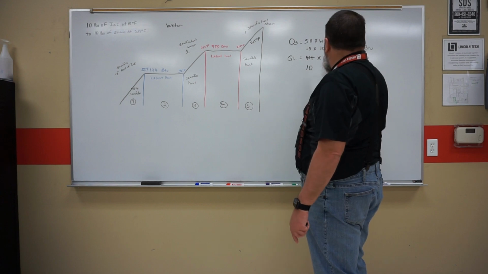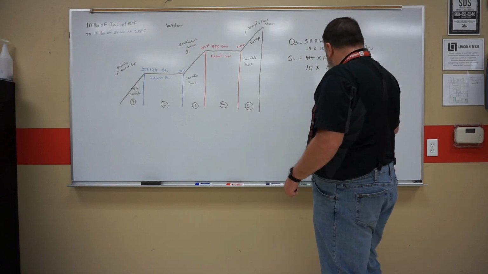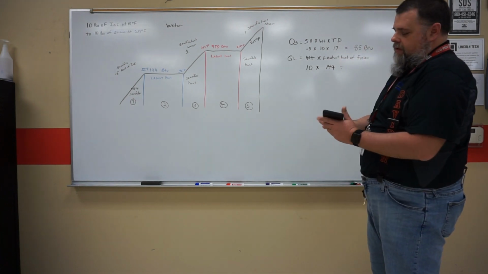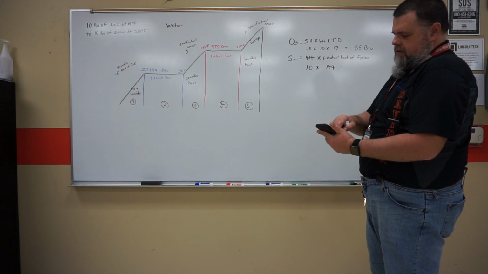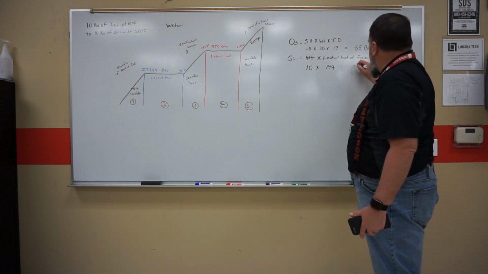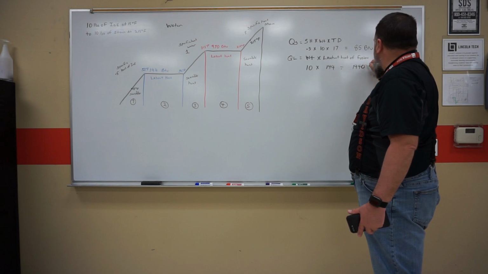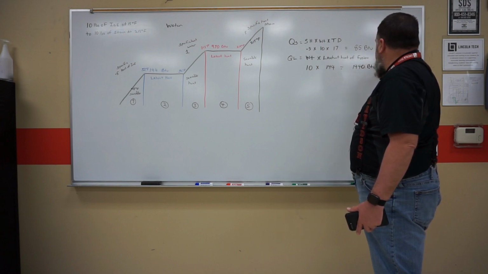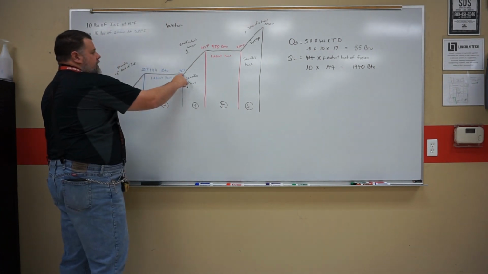And latent heat of fusion is 144. Let's see what we get there. 10 times 144. So we'll do that, 10 times 144. That gives us 1,440 BTUs. So now we've got to the point where we have come across, we are here.